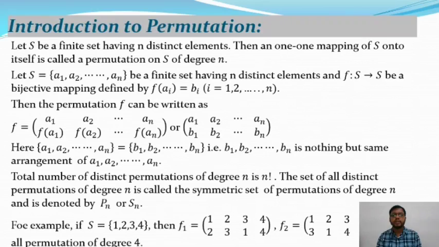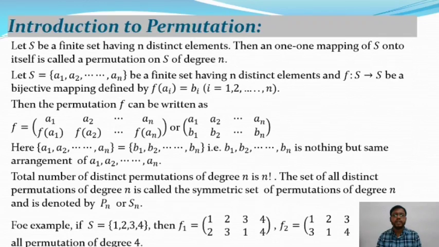These are the images of the set S. So it can be written as a1 goes to b1, a2 goes to b2, and an goes to bn. The first row has a1, a2 up to an, and the second row has the images of a1, a2 up to an. This is called the permutation. Here b1, b2 up to bn is nothing but a rearrangement of a1, a2 up to an. The total number of distinct permutations of degree n is n factorial.